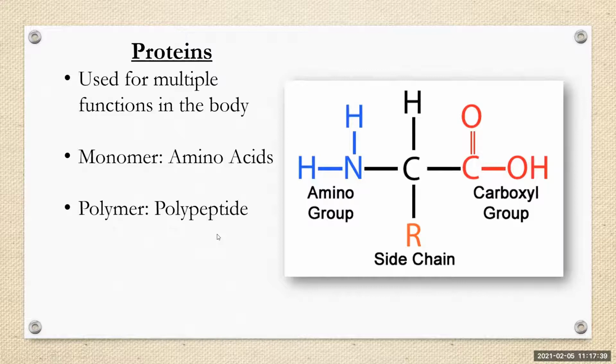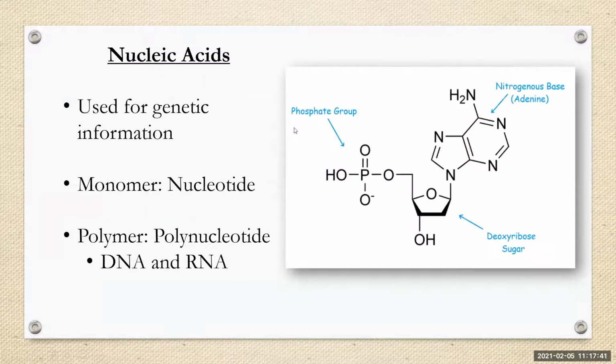Okay. And then lastly, you have nucleic acids. Nucleic acids are used for genetic information. Their monomer is a nucleotide, which looks like this. It has a phosphate group, a nitrogenous base, and a sugar. And when they form long chains, they form polynucleotides. The most common ones you've heard of are DNA and RNA.